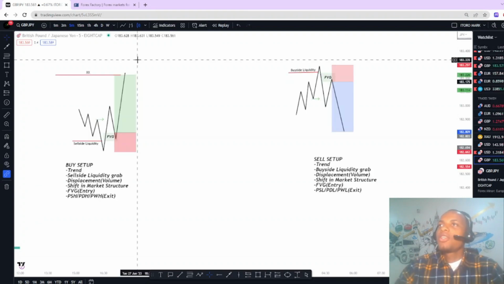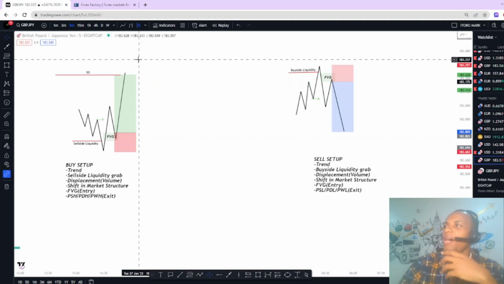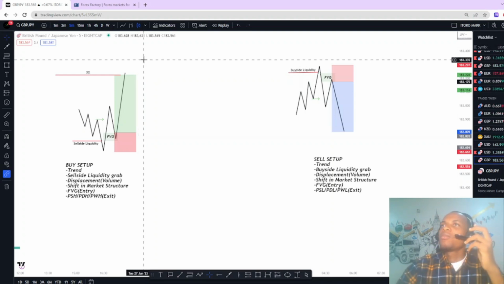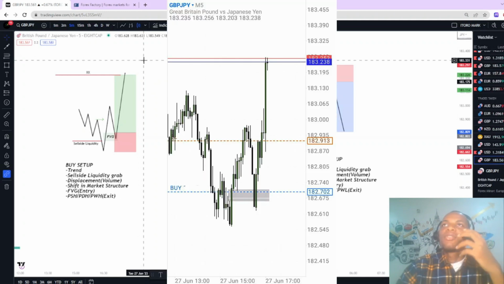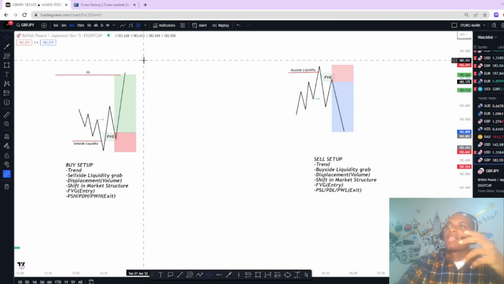Now, as you can see on the charts, we have two setups here, which are obviously the buy setup and the sell setup. I'll be explaining in a simplified manner how you can spot this setup in the market. I even saw this setup in the market today. I took a trade on GBP JPY using this particular thing that I'm going to explain to you right now.